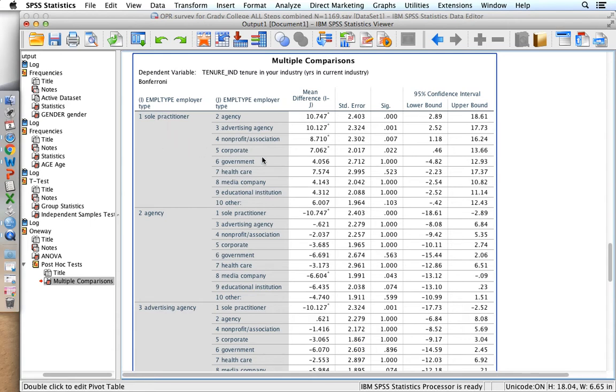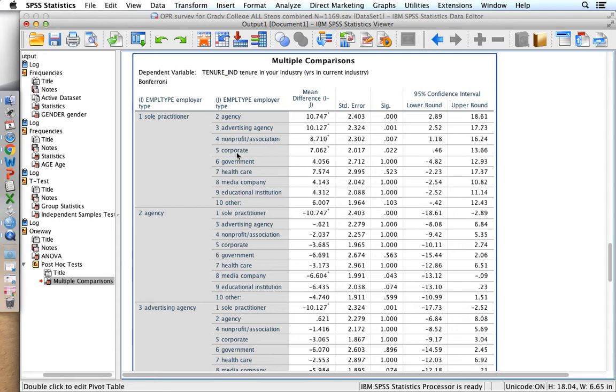If I do sole practitioner minus corporate worker, I see that the sole practitioner has been in his industry 7.06 years more than the person in corporate. This kind of makes sense because if you're going to go out on your own, you've probably done work for other people in other organizations first before you strike out on your own to become a sole practitioner. So these results make sense as well.